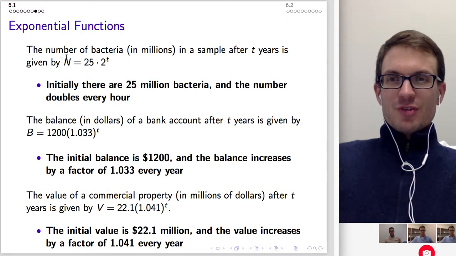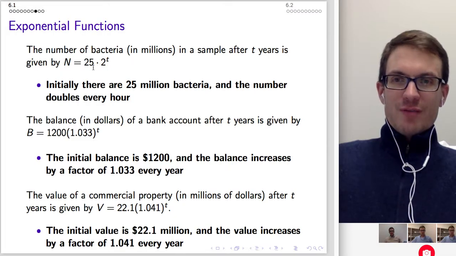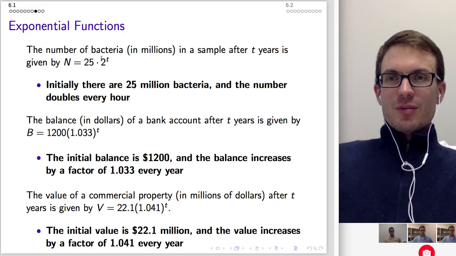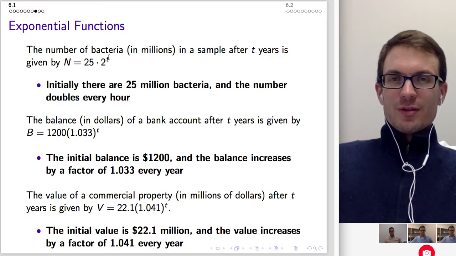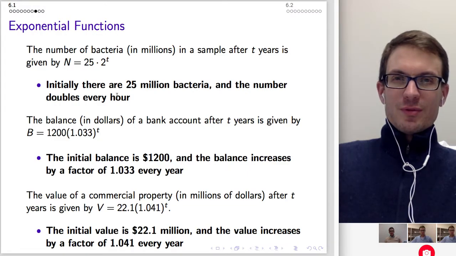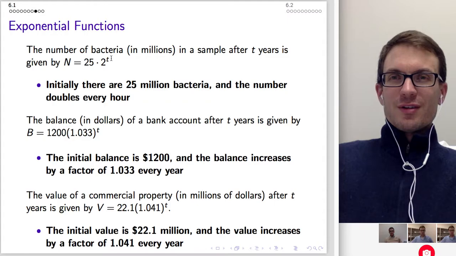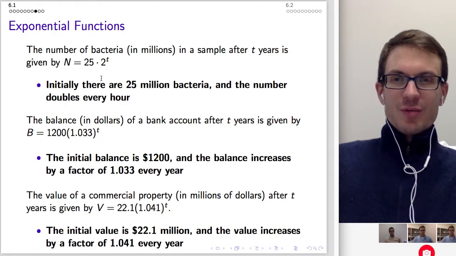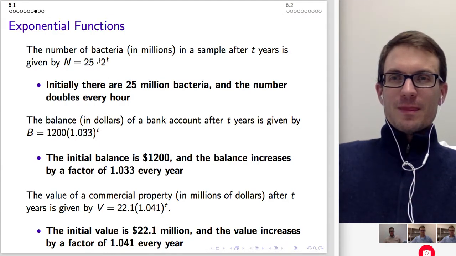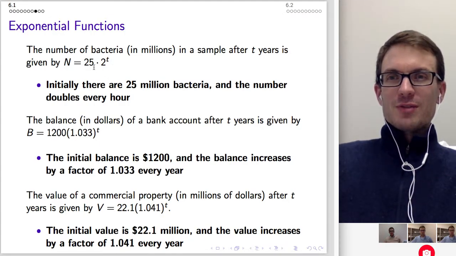So what's the interpretation here? This says initially there's 25 million bacteria, and the number is going to double every hour. Double every hour, where's that coming from? Well, hours are entering through this t. So the first hour, we go from 25 times 2 to the 1, 25 times 2, 50. Oh, that doubled.